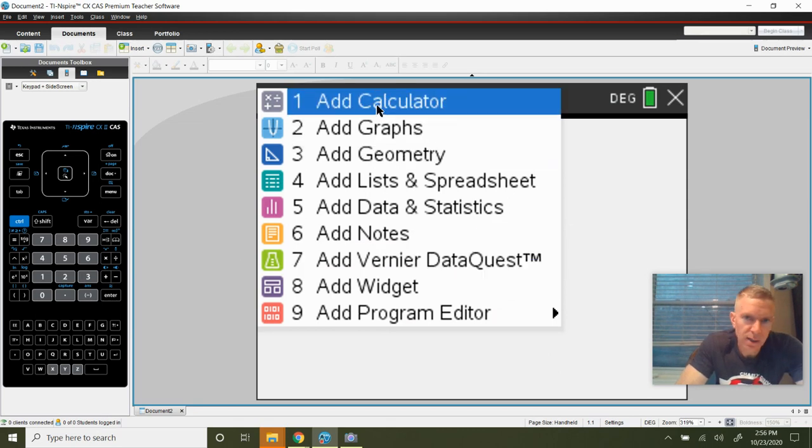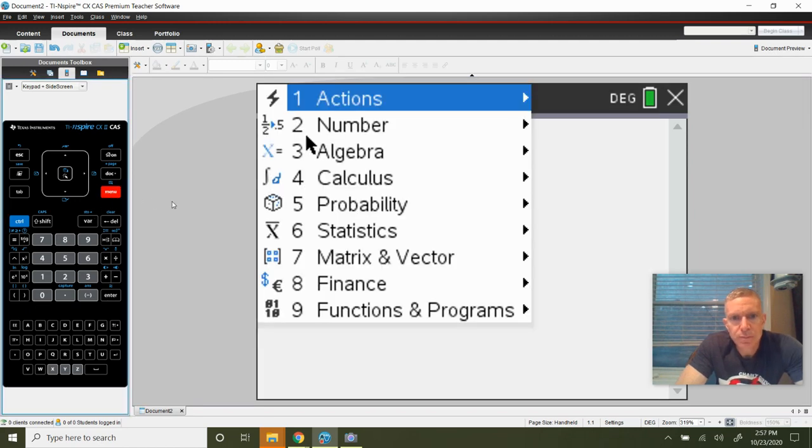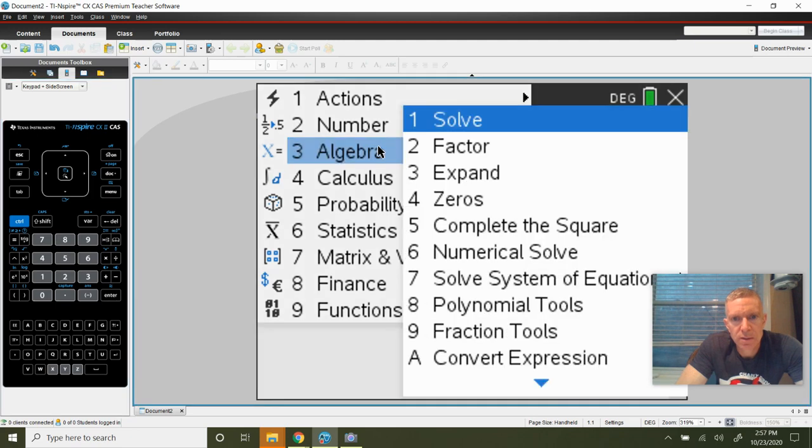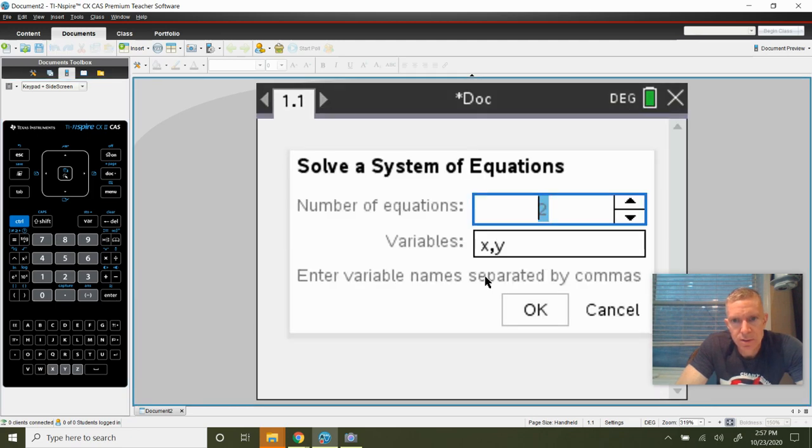So I'm going to add a calculator page, and we're just going to use the Solve System button, which is Menu, Algebra, Solve System of Equations, 3 equations. We could leave A, B, X, Y, and Z, but let's make A, B, and C.